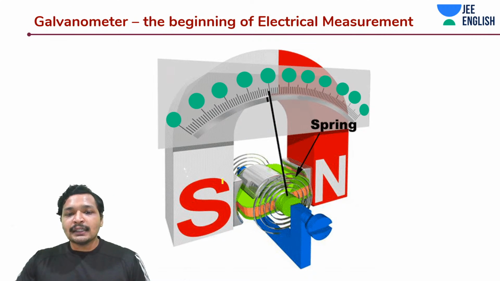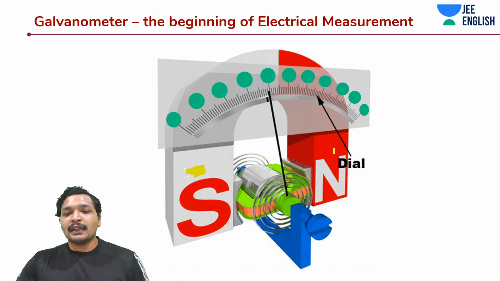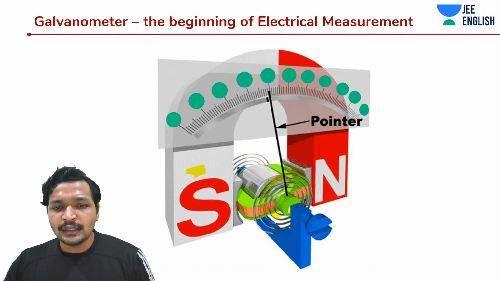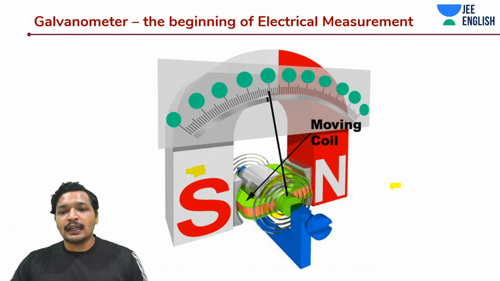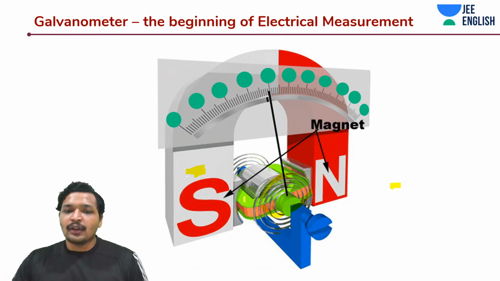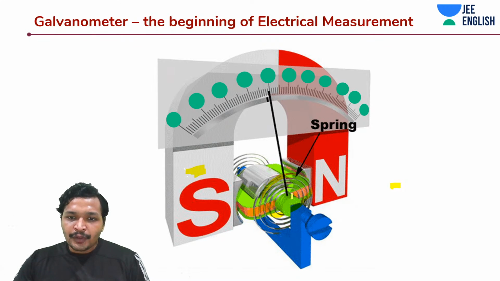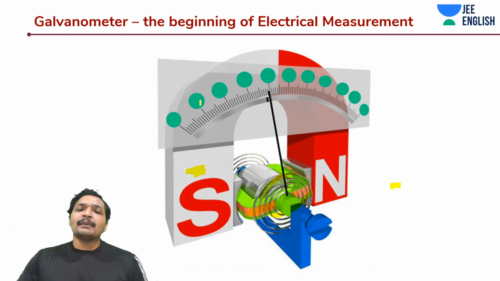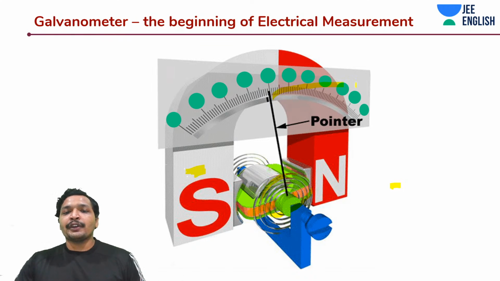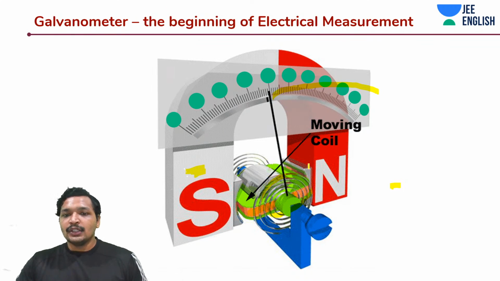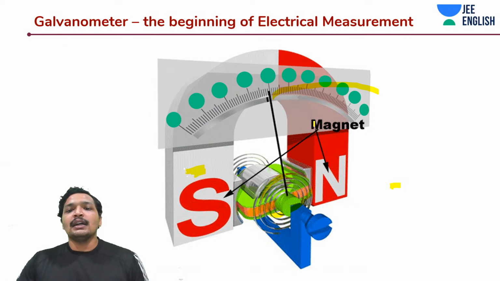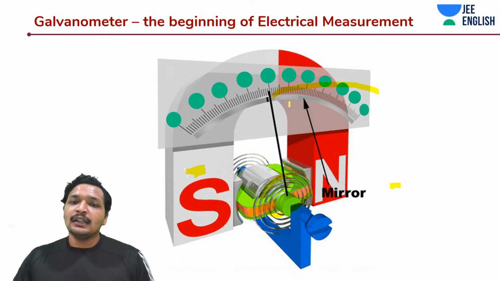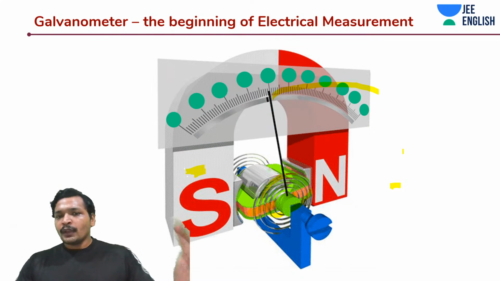Basically, you need a permanent magnet, a spring, and definitely a coil. The coil, the green thing you can see here, is where the entire game begins. As this coil keeps rotating, the pointer will also keep rotating. So: the moving coil, two magnets, and a spring. And there is a dial, of course, which has been calibrated accordingly to measure the currents. Let's get into the topic.